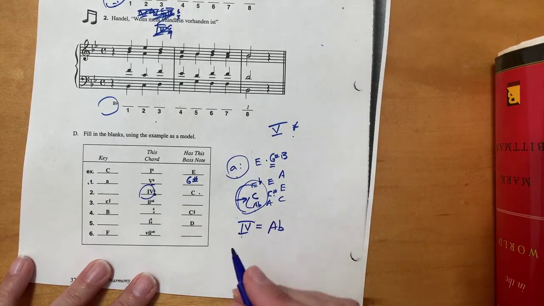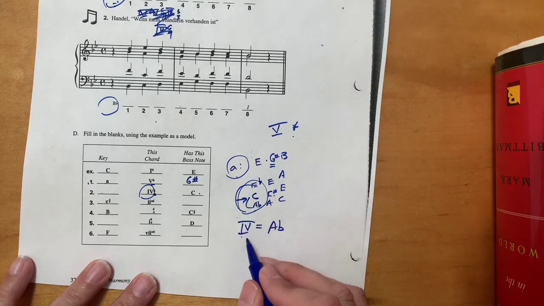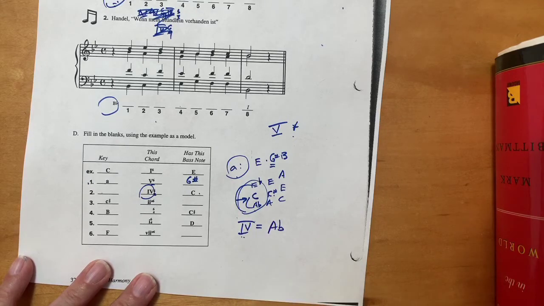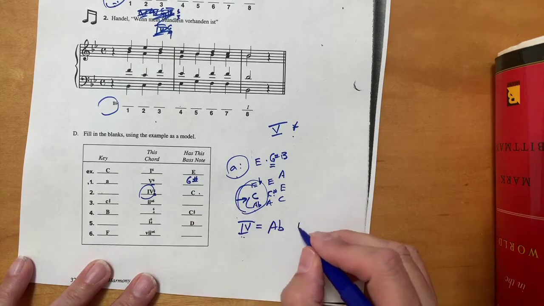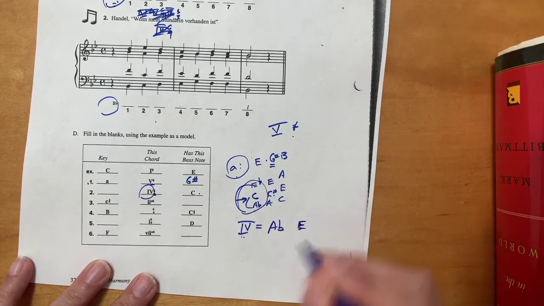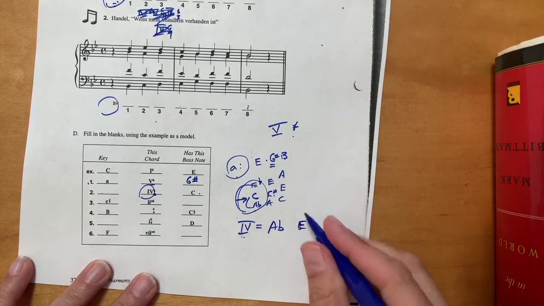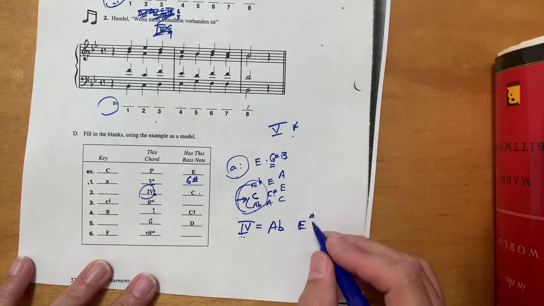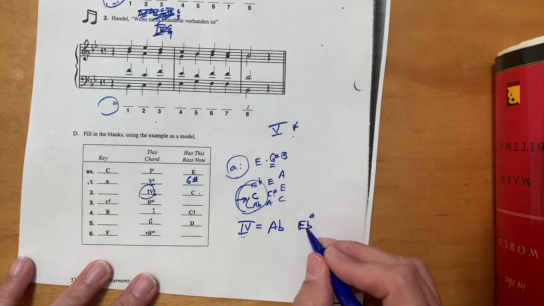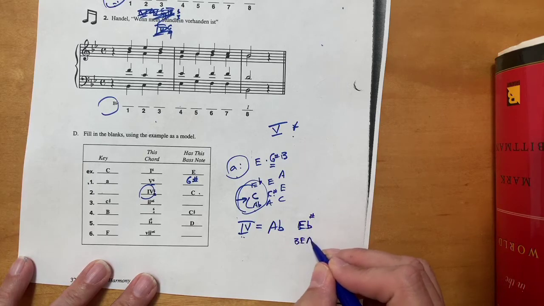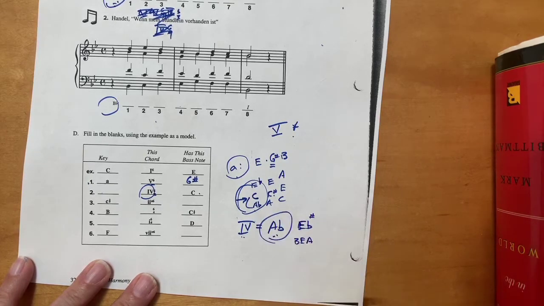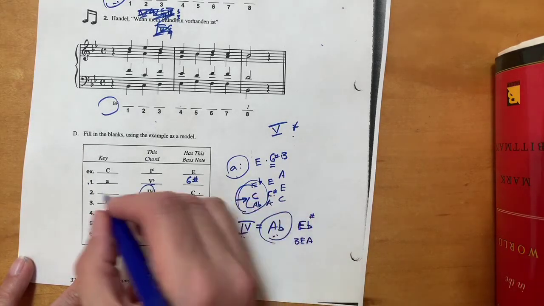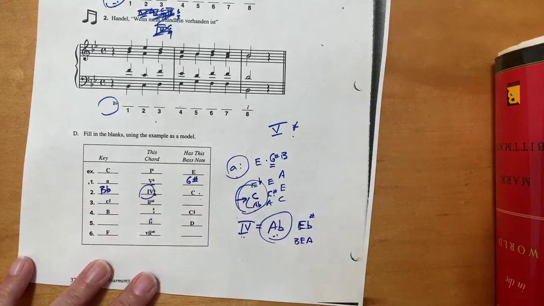Okay, so you ask yourself, A flat is the fourth note of what scale? Count down 4, A flat, G, F, E. Some kind of E. We know that E major has sharps in it, so it can't just be E major. We do know that E flat major has B flat, E flat, A flat. So we're good. So this is the key of B flat major.